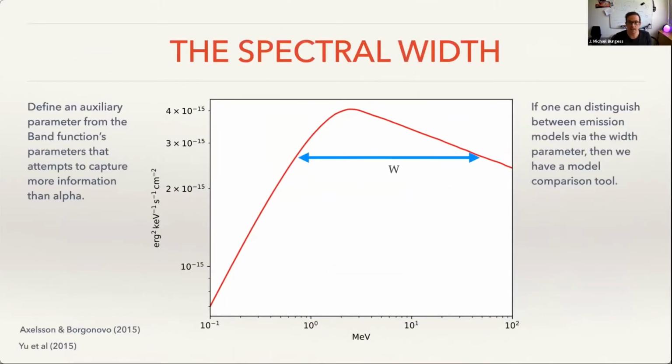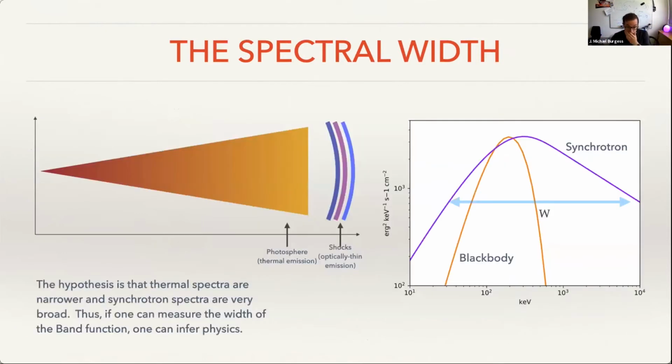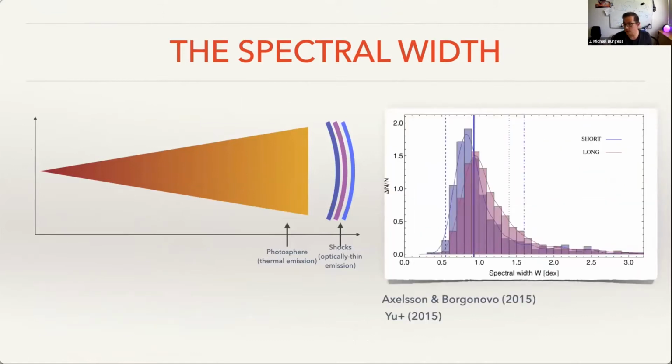Following that, some people had the idea that instead of using just the low energy index, you could instead use the width of a Band function fit. There are 2 different ways to do this, and 2 different teams came up with this independently. You can use the spectral width as an angle, or just the width, kind of like a full width half max. The idea was this: a blackbody or thermal emission is going to be very narrow, and synchrotron is a rather broad emission spectrum. So if you can derive a distribution of widths, very similar to the distribution of alphas from the fits, then you can distinguish between thermal and non-thermal or synchrotron emission naturally.